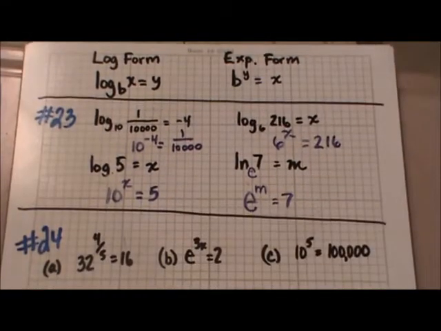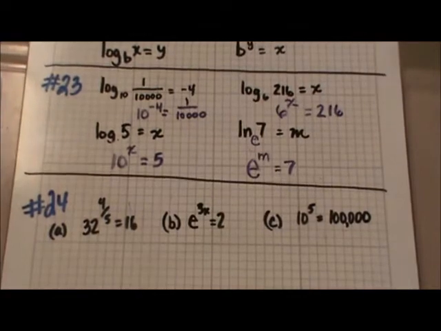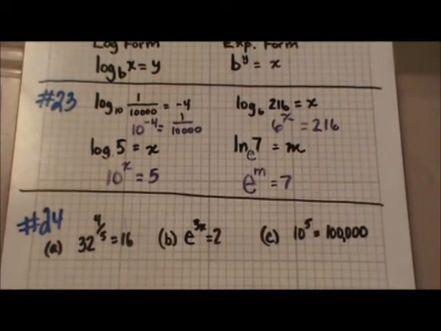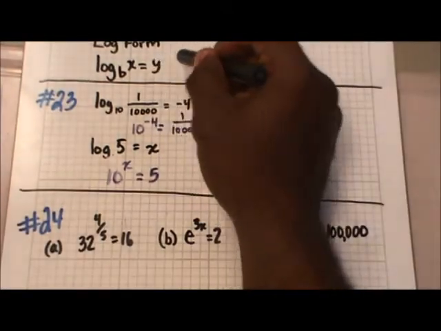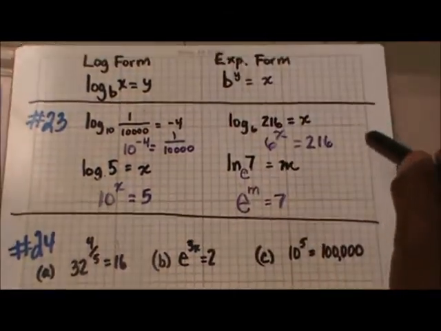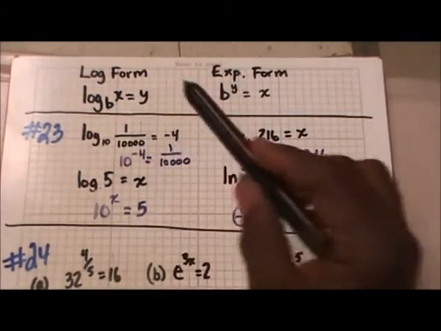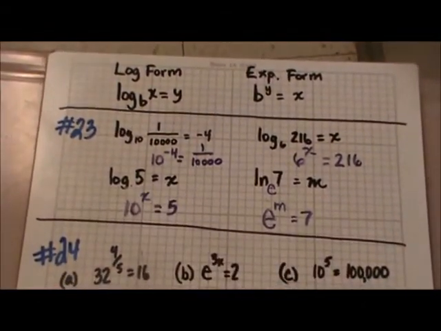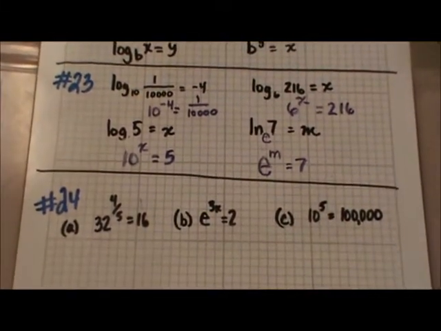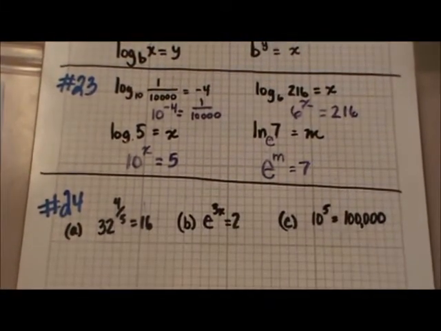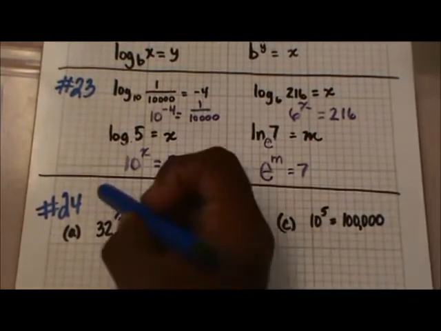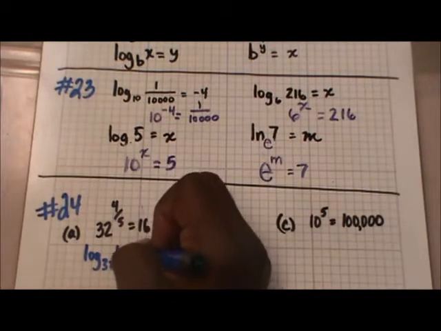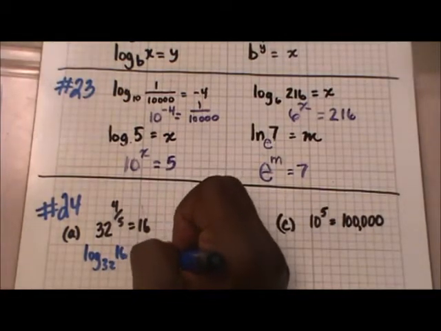All right, number 24. You have to do the opposite. For 24, they're asking us to rewrite each equation in log form. Before we were going log form to exponential. Now we're going exponential to log form. Whereas we brought the base up, we want to bring the base down now, and flip-flop. So 24a becomes log base 32 of 16 is equal to 4/5.